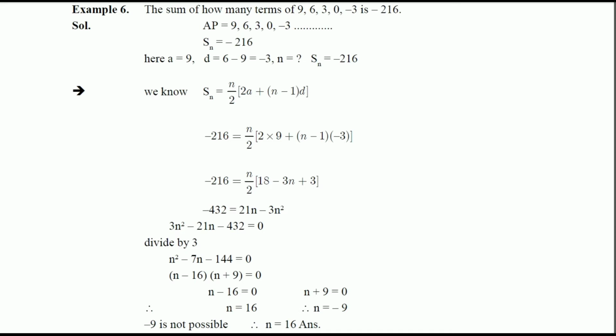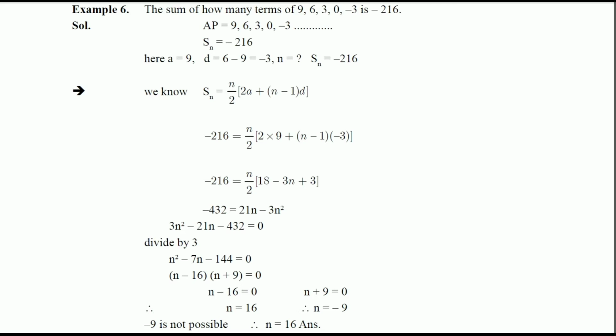The AP sequence is 9, 6, 3, 0, -3 and so on, and the sum Sn is -216. Here a, the first term, is 9, and d, the common difference, will be T2 minus T1, that is 6 minus 9 equal to -3. We have to find n, how many terms, and Sn is -216, the sum given in the question.